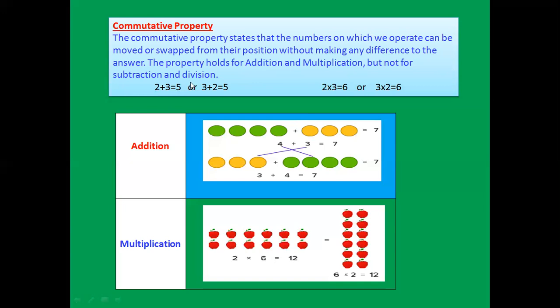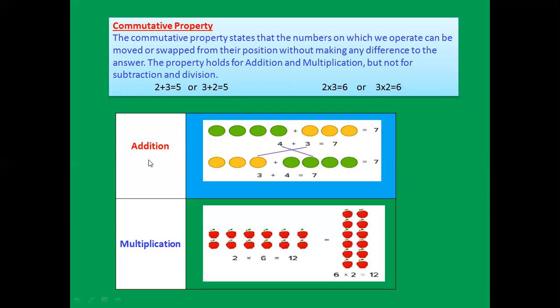Look at this one, 2 plus 3. 2 plus 3 equals 5 and 3 plus 2 equals 5. Look, first I write 2 plus 3, then 3 plus 2. So the answer remains the same, no change in the answer. Look, I move the places: I write 2 in place of 3 and 3 in place of 2. I mean I swap, change the places. Again in multiplication, 2 into 3 is 6, 3 into 2 is 6, so no difference.